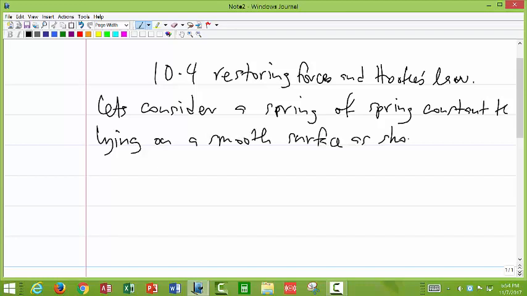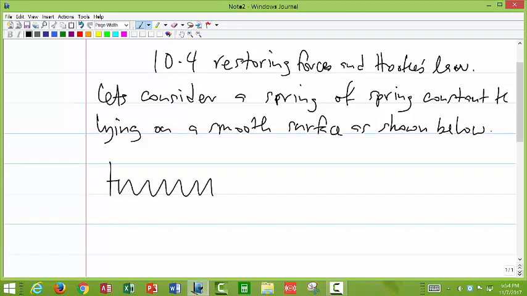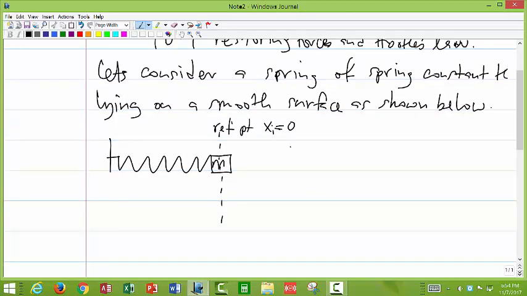surface as shown below. The surface is smooth, so we are going to assume there is no friction acting. So this is the spring. We have a mass, let's say a mass m at the end of the spring. This point here is the reference point, where we can say this is x initial. Later on, we shall say x initial is equal to 0. Okay, and this is the relaxed spring.